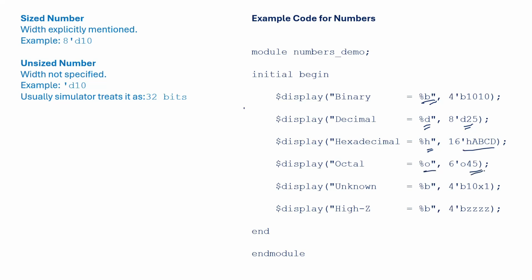Percentile o means octal. Again, percentile b is there for unknown values, you can represent them. If the base is binary, you can represent it with percentile b. If your base is decimal, you can represent it with percentile d.